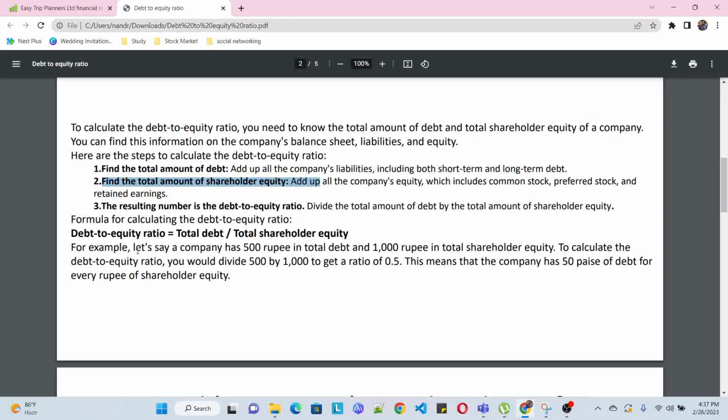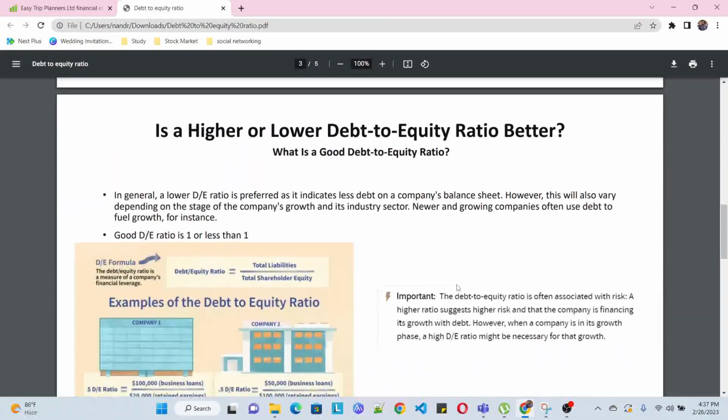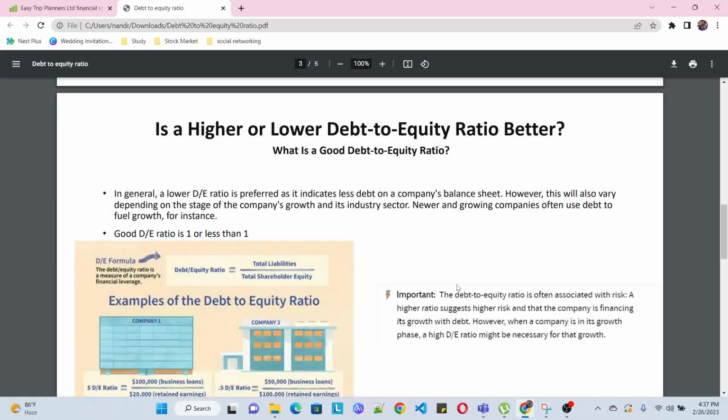For example, let's say a company has 500 rupees in total debt and 1000 rupees in total shareholder equity. To calculate the DE ratio, you would divide 500 by 1000 to get a ratio of 0.5. This means that the company has 50 paise of debt for every 1 rupee of shareholder equity. Now the question is, is a higher or lower debt to equity ratio better? What is a good DE ratio?